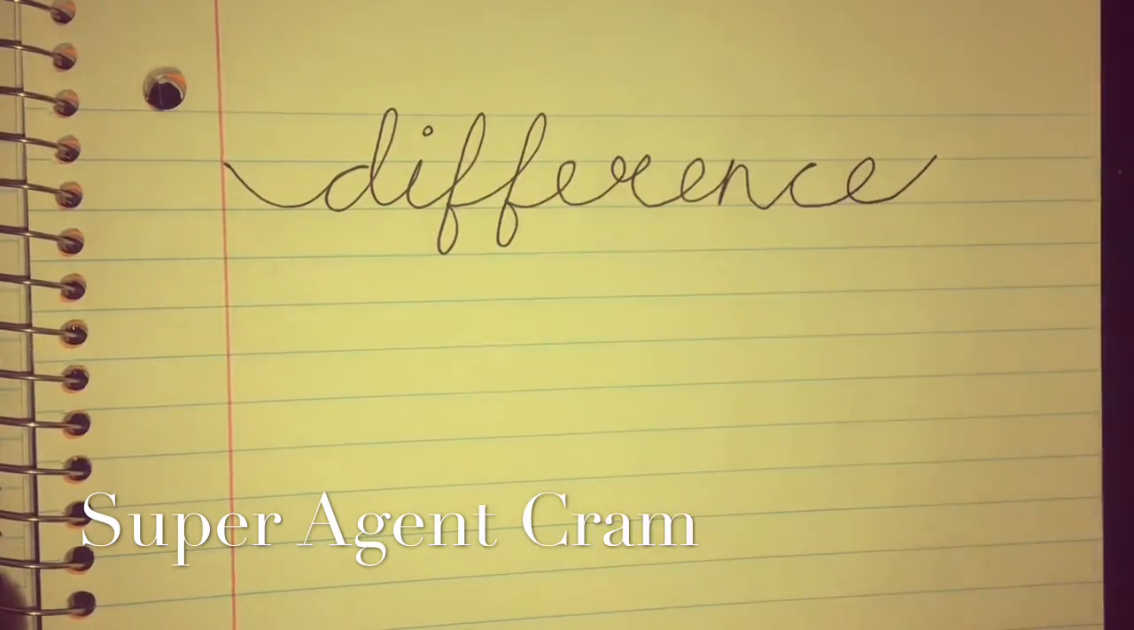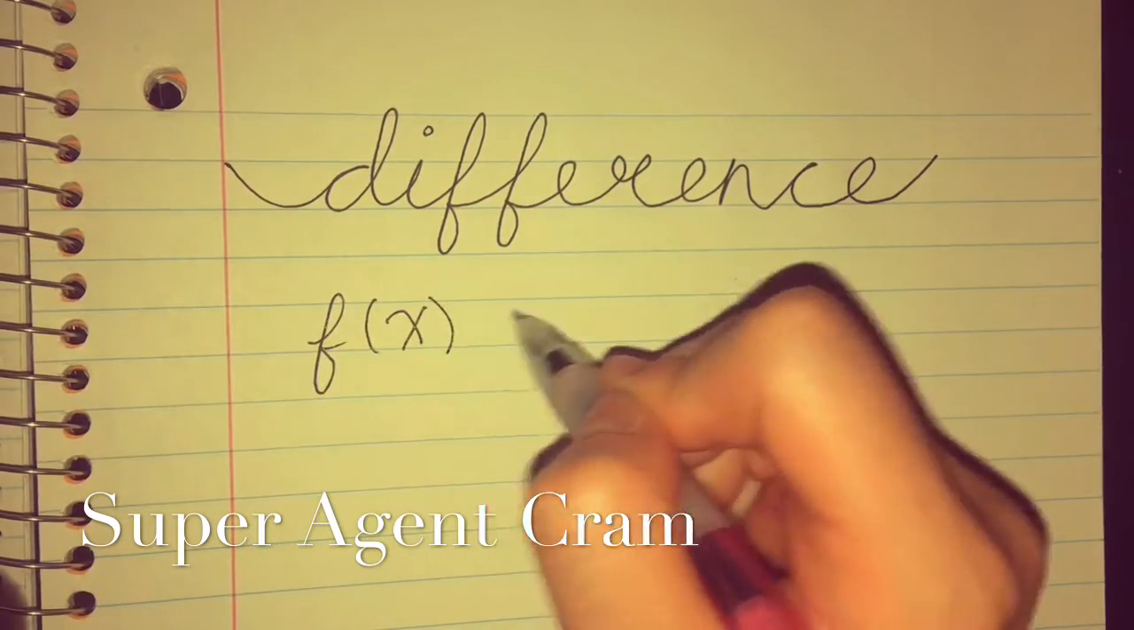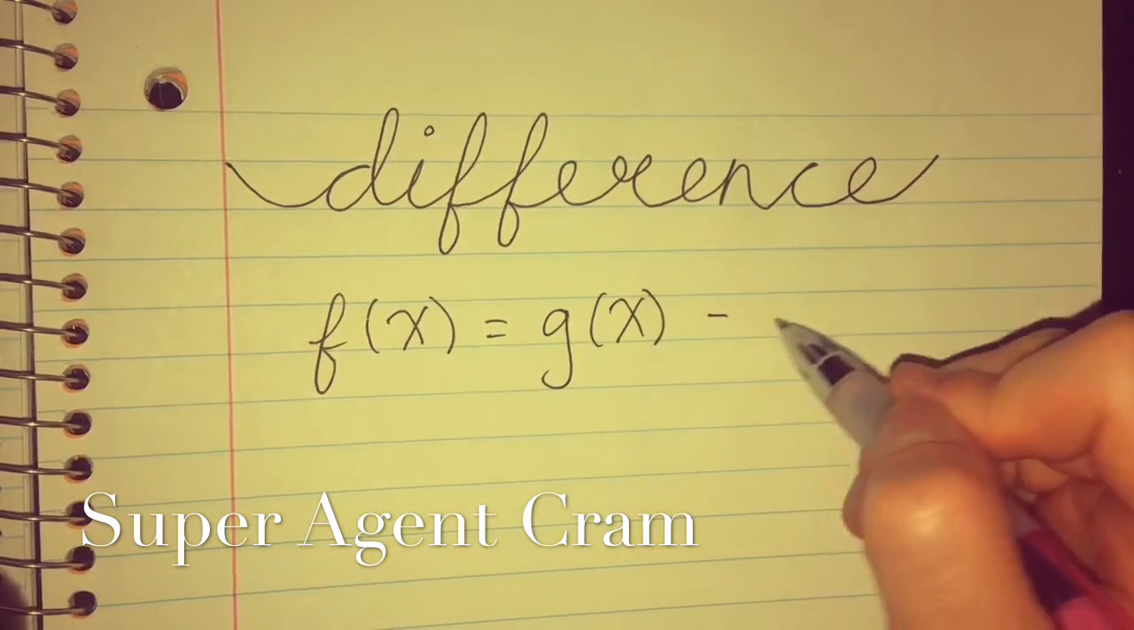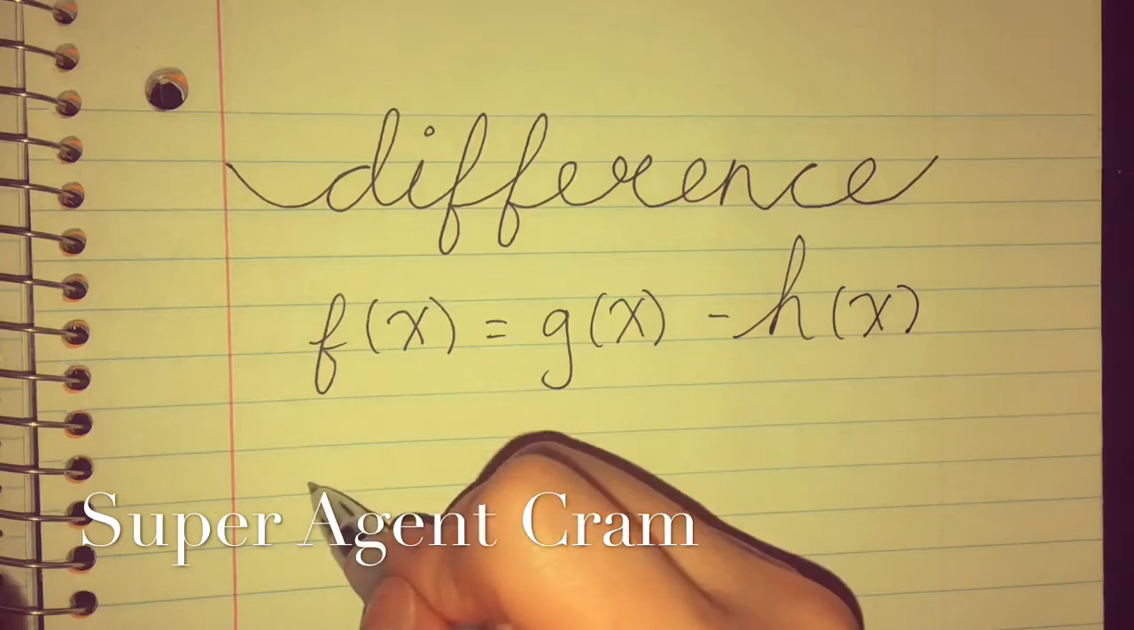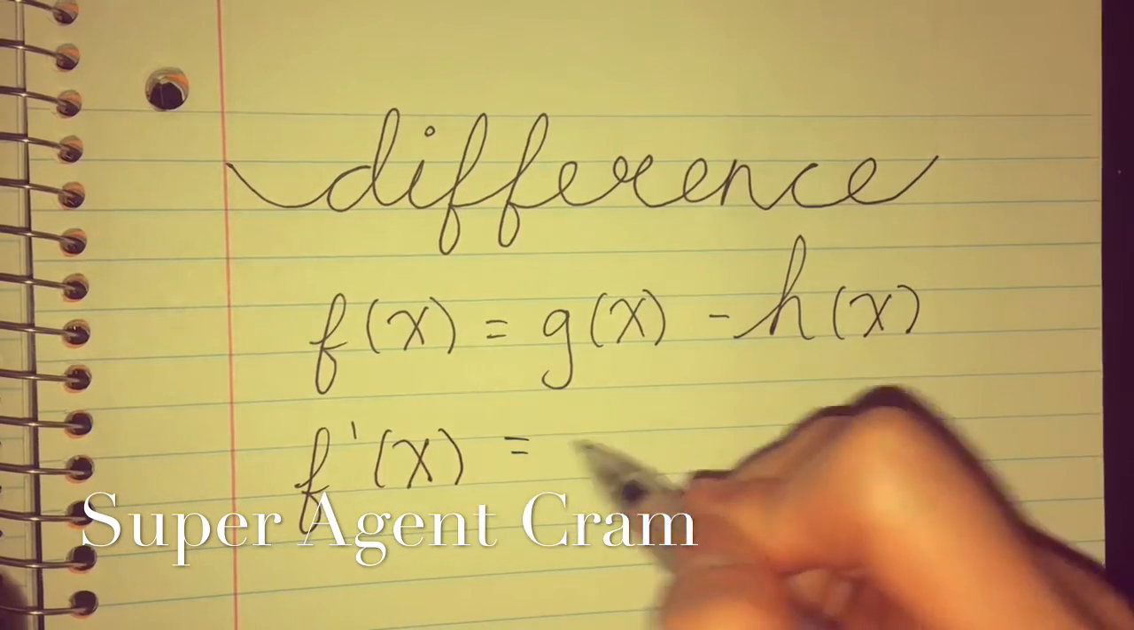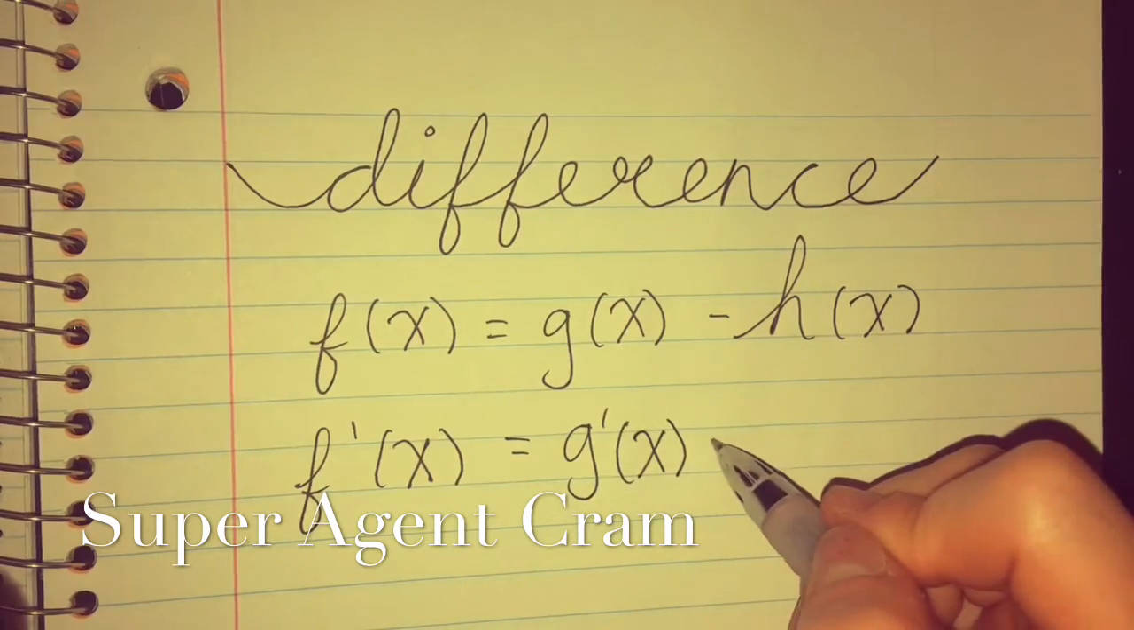The difference rule. If you have a function f of x equals g of x minus h of x, then the derivative of that function is f prime of x equals g prime of x minus h prime of x.